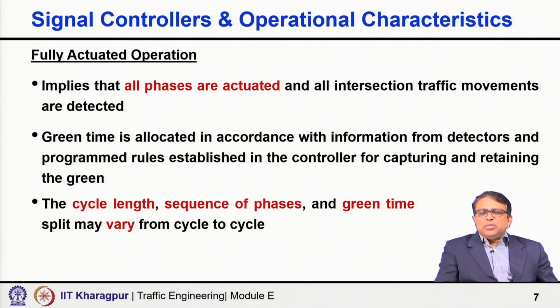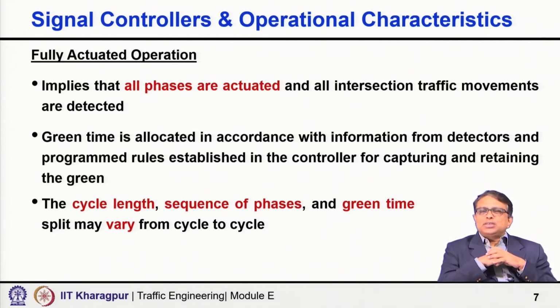Sometimes more traffic is approaching from one approach, so you give more green time there. In the next cycle, maybe another approach has a little more traffic, you give more green time there. So, the green time is allocated in accordance with the information from detectors and programmed rules established in the controller for capturing and retaining the green, right. So, there is a set of predefined rules which the controller knows, and with all those rules the controller will make a decision or allocate the green time.